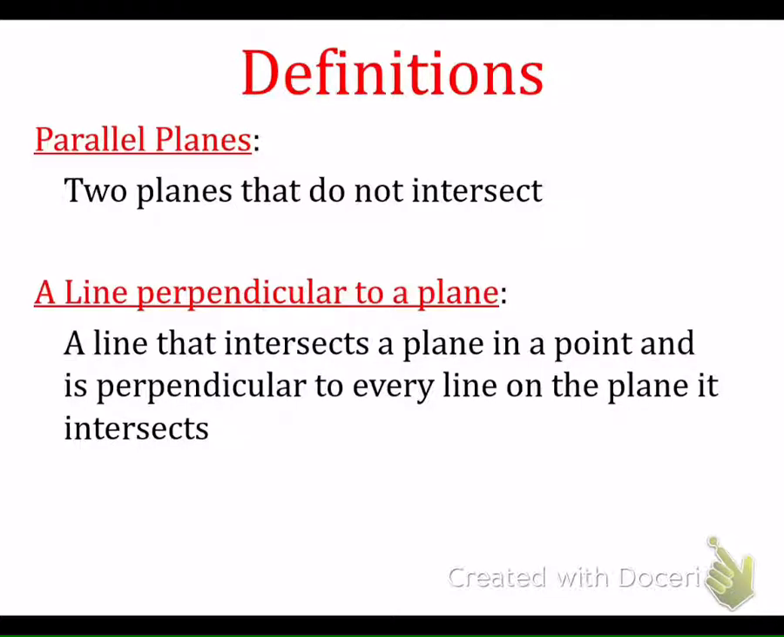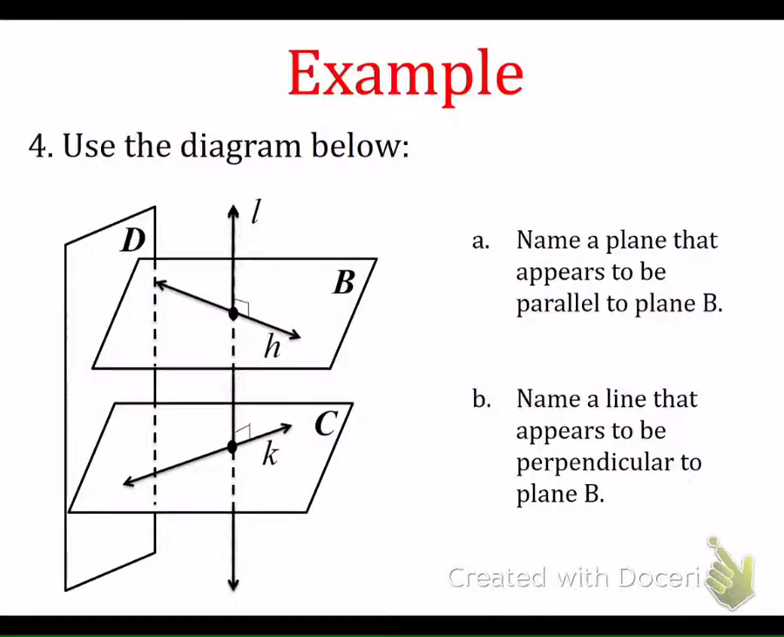So you have a plane, you have a line, the line makes a bunch of 90-degree angles with the plane. We are going to use the diagram below. Name a plane that appears to be parallel to plane B.